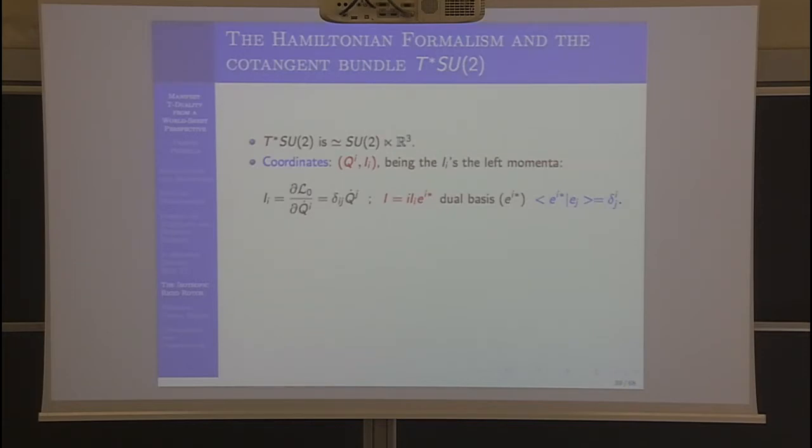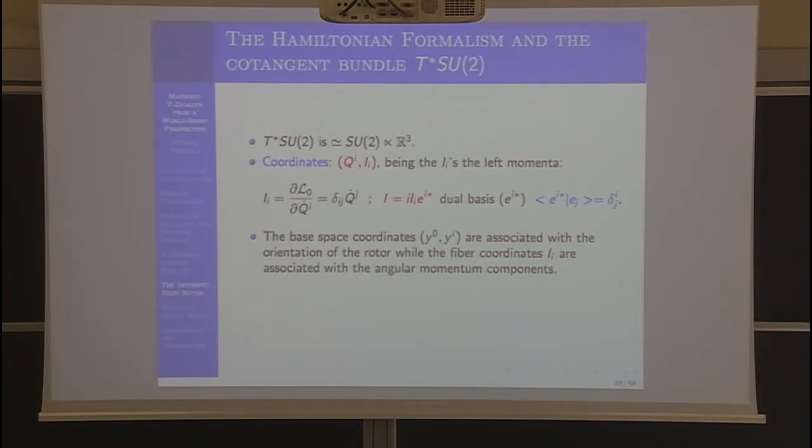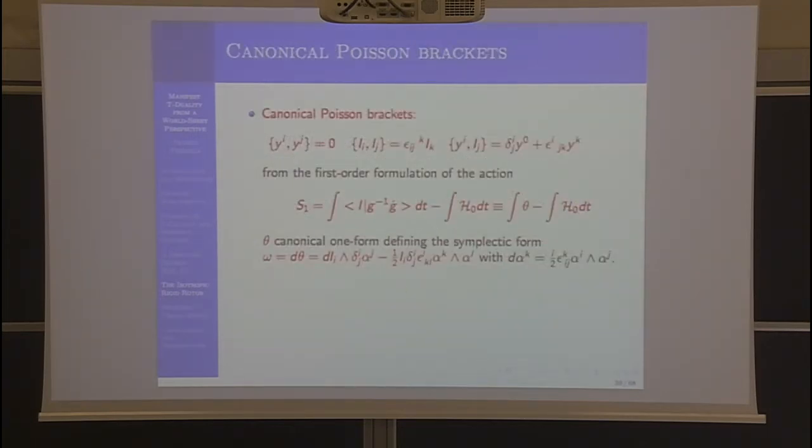If we describe it within the Hamiltonian formalism, of course, we need the cotangent bundle of SU2, that is isomorphic to the direct sum of SU2 and R3. So the coordinates are q^i and Pi_i, being Pi_i the left momentum. The coordinates in this case are the base space coordinates associated with the orientation of the rotor, while the fiber coordinates are associated with the angular momentum components, as expected. And the Legendre transformation gives the Hamiltonian, written simply in this way. From the symplectic form, we can get canonical Poisson brackets on the cotangent space of SU2.